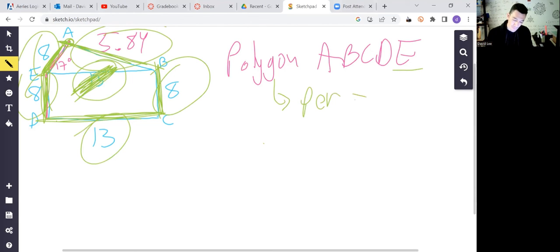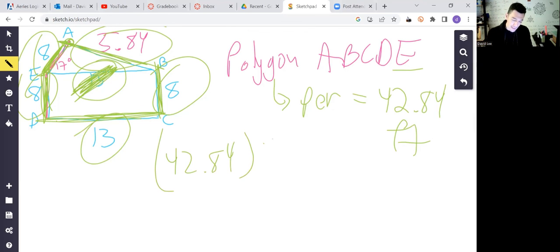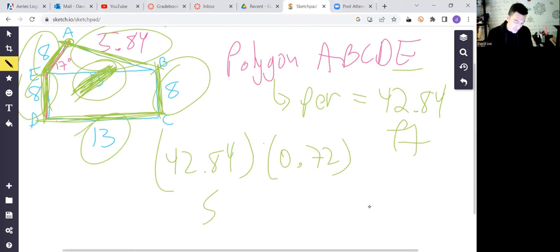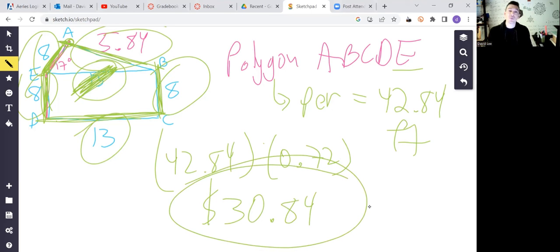And the perimeter of that polygon, let's see, 5.84 plus 8 plus 13 plus 8 plus 8. So the perimeter of that is 42.84 feet. But then they're saying that if you go to the store to buy fencing, it's 72 cents for every foot. So let's finish this problem by taking the feet and multiplying it by 72 cents for every foot. And that's how we got the given answer from class, which is about $30.84 that you need at the store.